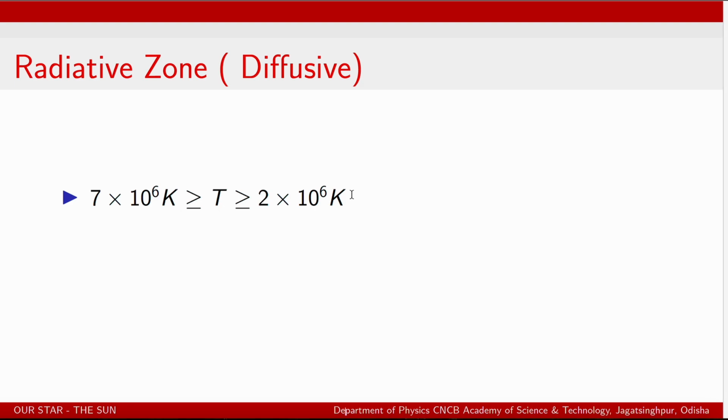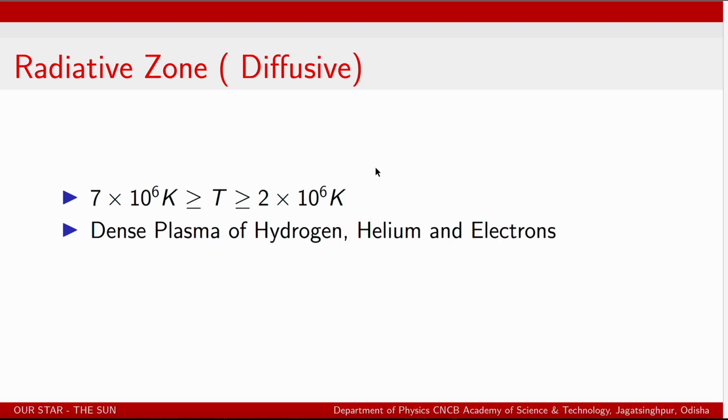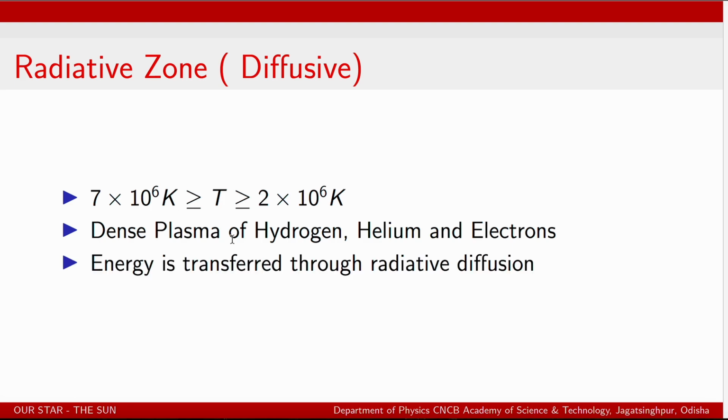So what happens in the radiative zone? The radiative zone is very, very hot. So it's a soup of ionized gases, hydrogen, helium, and electrons. The energy in this radiative zone is transferred through radiative diffusion. We'll explain this radiative diffusion in the next few slides.